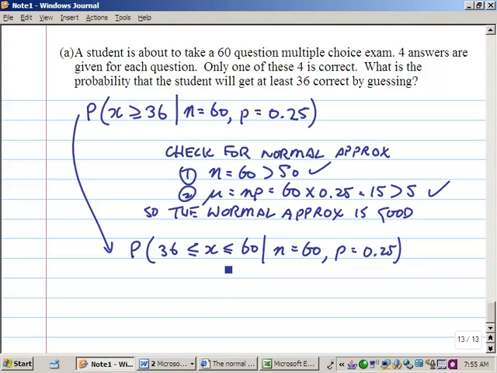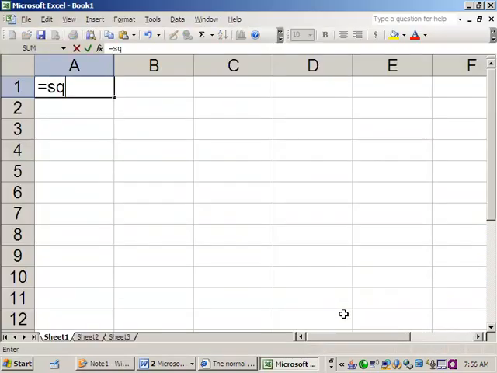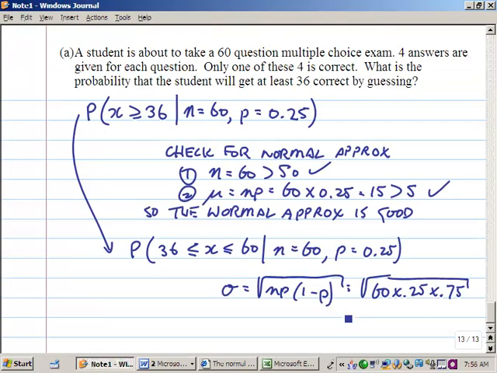Before we go to the normal approximation, let's calculate the standard deviation. Square root of np times the complement, 1 minus p. Square root of 60 times 0.25 times 0.75. The square root of 60 times 0.25 times 0.75 is 3.354.